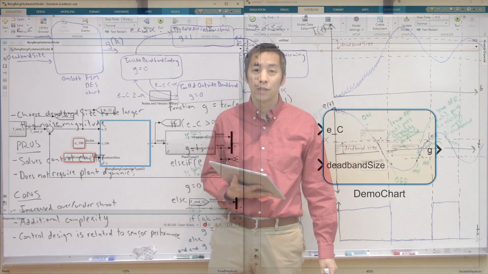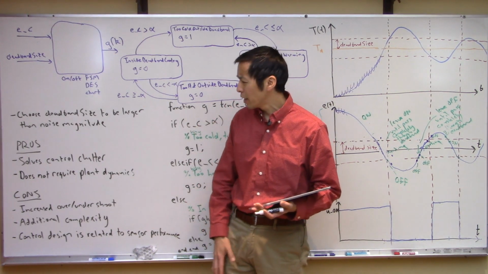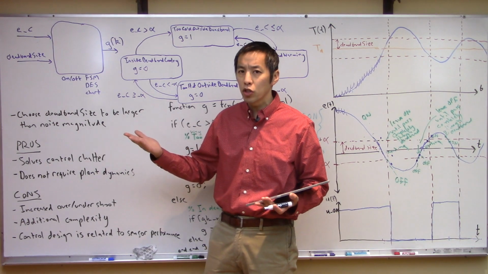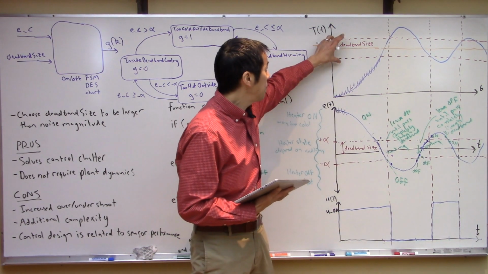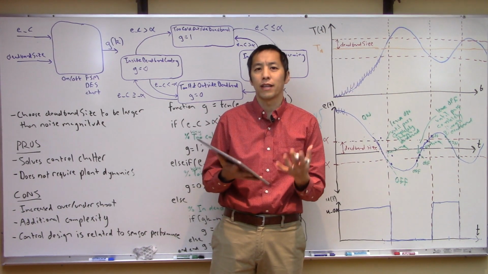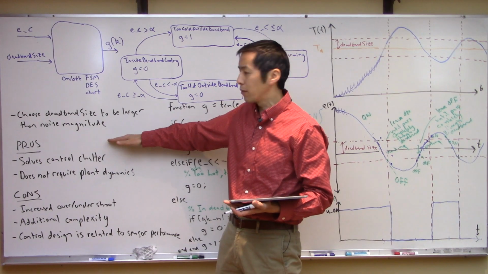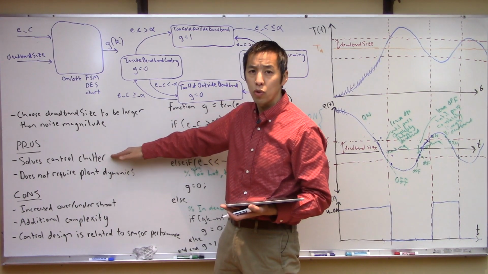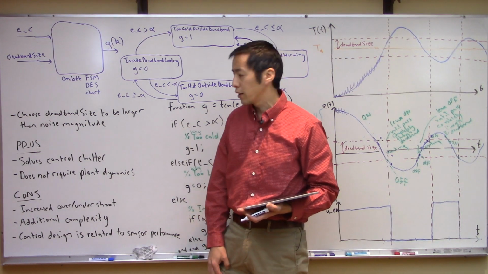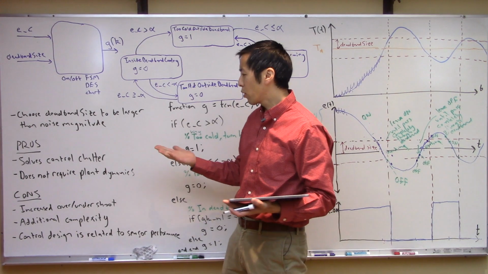All right, so that was pretty cool. Let's go ahead and just summarize what we talked about today. What we just saw is that you're going to choose this deadband size to be a little bit larger than your noise magnitude, right? That will hopefully solve this chattering problem. So the pros of this control system is that it solves this control/actuator chattering problem if you choose the deadband size correctly. The other nice thing is it's not terribly more complicated.